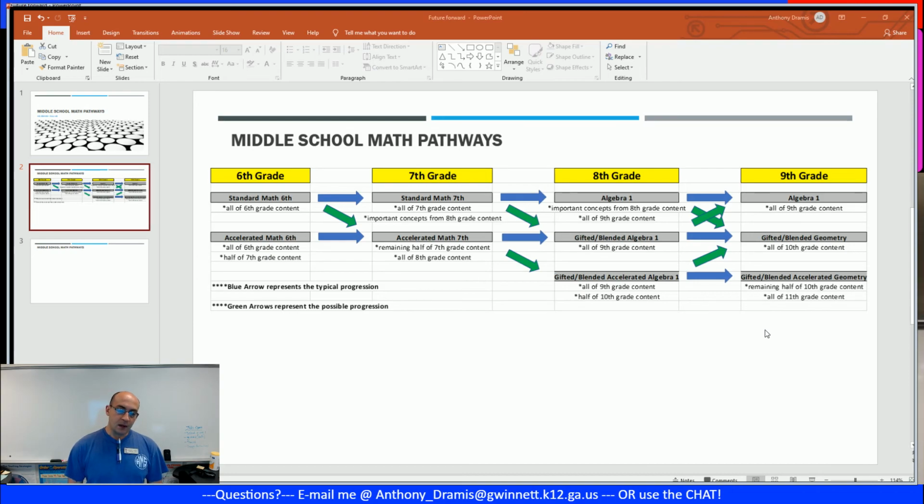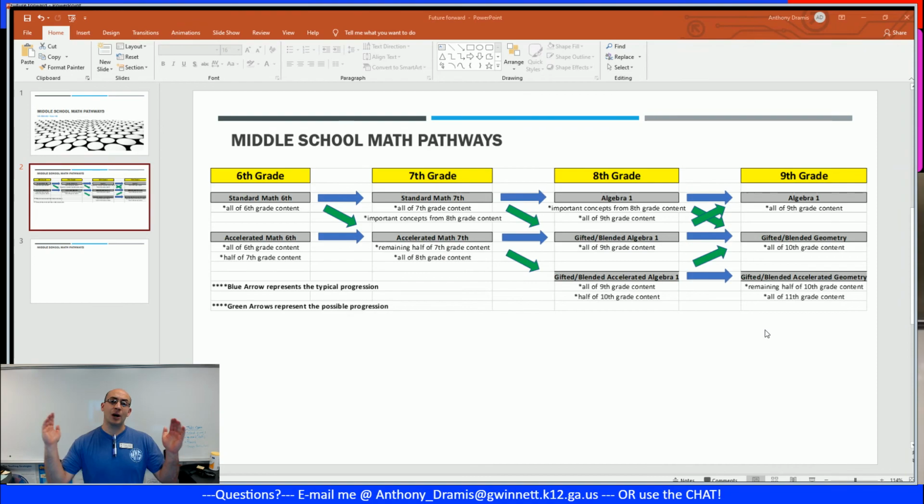Now, let's go to the green arrows because there's a couple of different options here. Let's go back to standard math in 7th grade. Let's say your child is doing fantastic work in 7th grade standard math through our placement process and diagnostics, and of course your teacher's recommendation in 7th grade. Your child has the ability to jump to gifted blended Algebra 1. Now, that's not the biggest jump significantly in terms of the content being taught, but that is the biggest jump significantly in terms of the rigor, in terms of the depth, and in terms of how we prepare you for high school. No, I'm not saying that we don't prepare you in the Algebra 1 level. I'm not saying that at all.